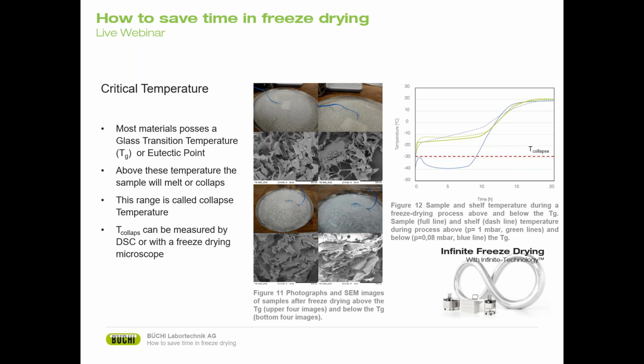The lower 4 pictures show the sample run below the glass transition temperature. So you can see the surface is smooth. It is still looking like it did when we froze it, and when we put it under an SEM, it has very nice and regular structures.